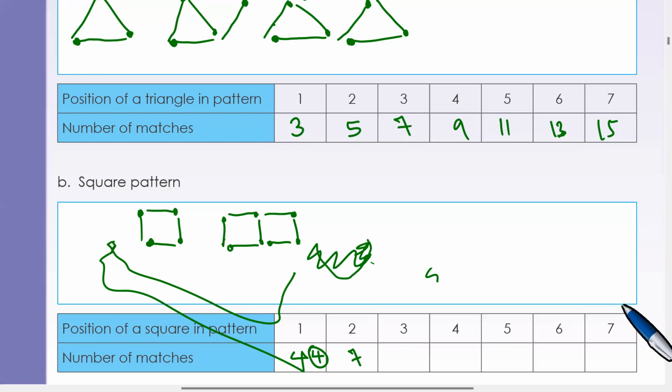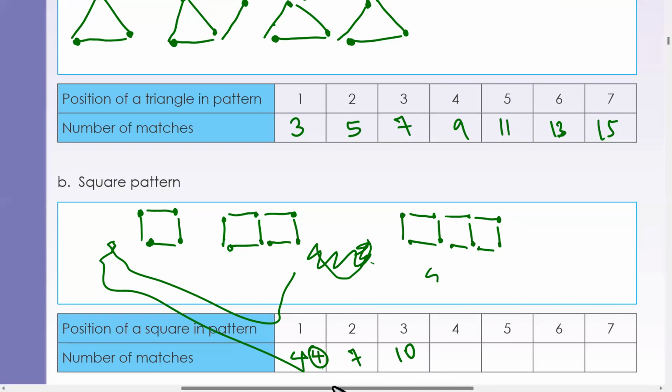9. Let's check. Tail to head, 10. How many? 10. 10, well done. Tail to head, then you have tail to head, tail to head, tail to head. Then you have tail to head, tail to head, tail to head. So obviously here they're going to be 10.